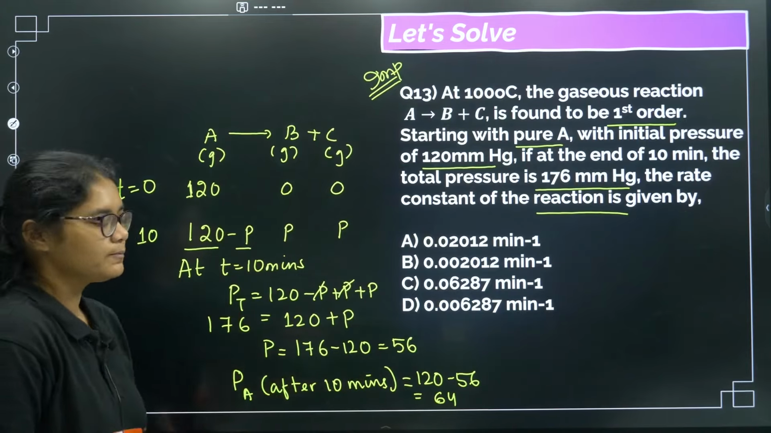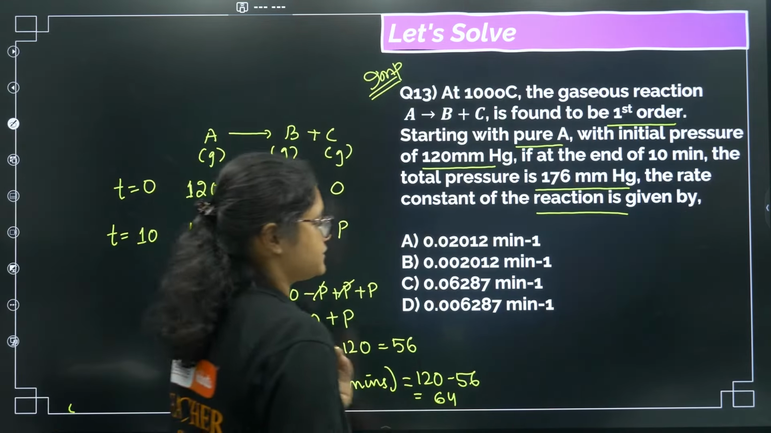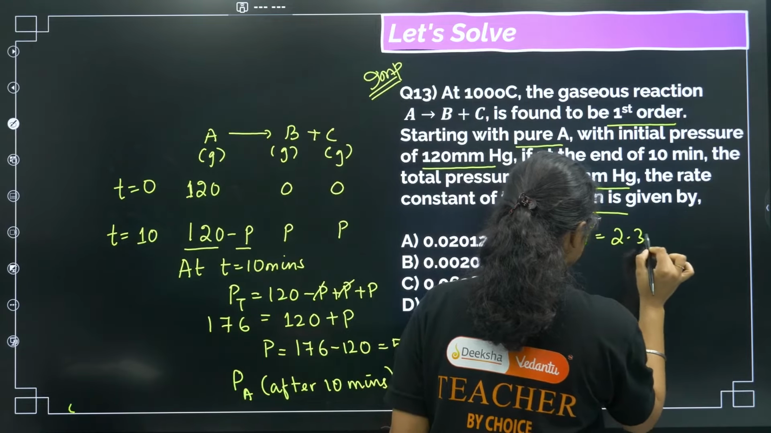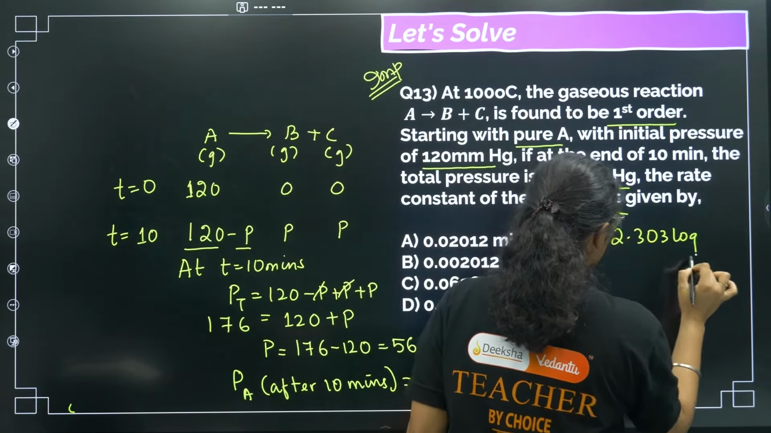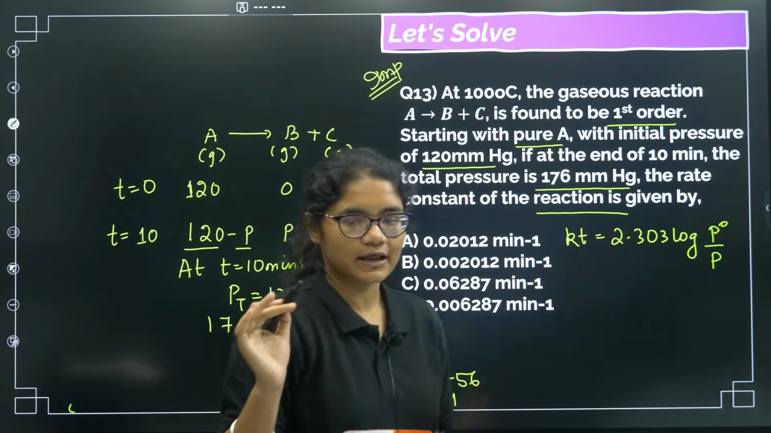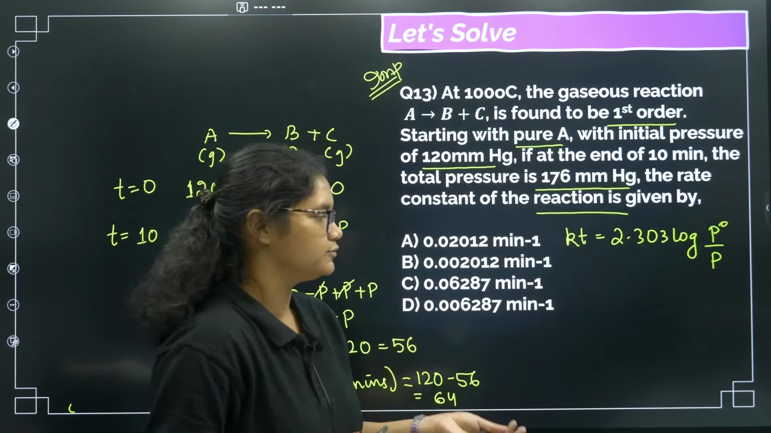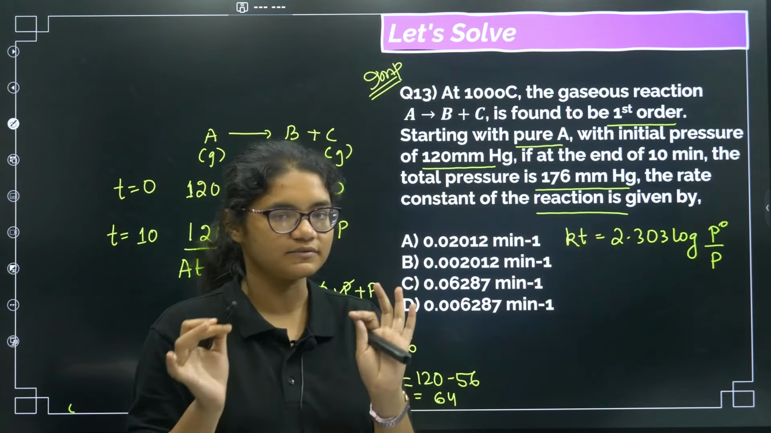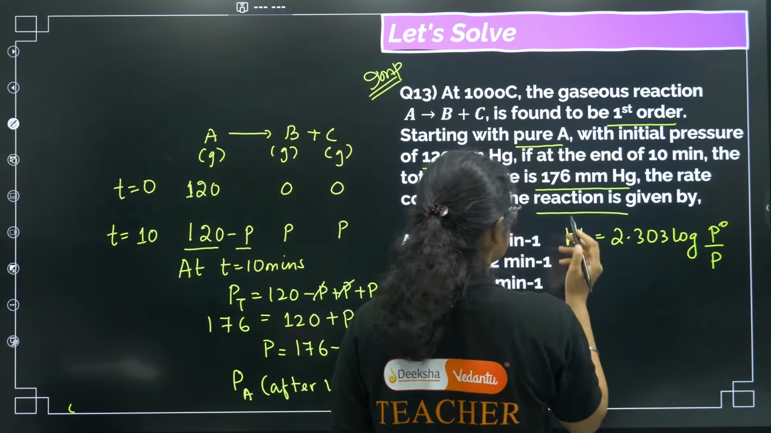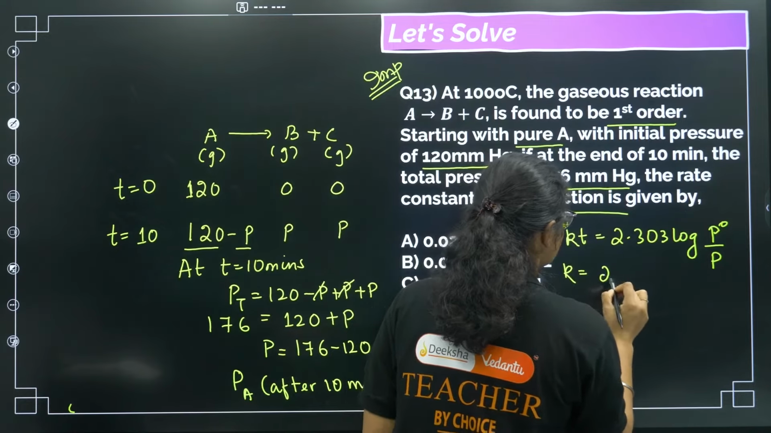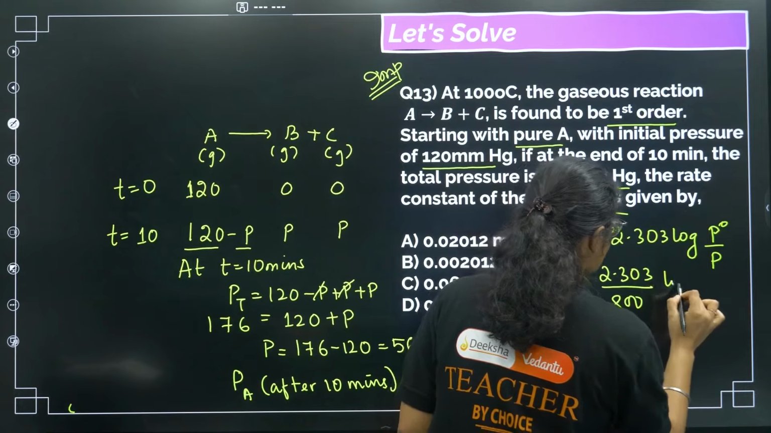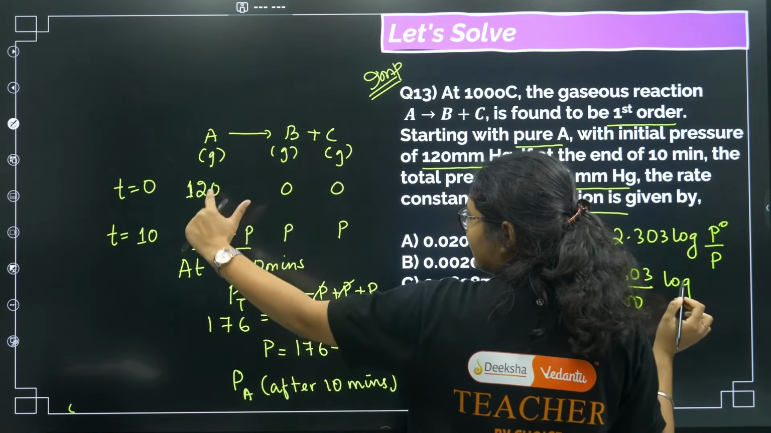We'll get 64. Now we'll use the first order equation. So what is our first order equation? KT is equal to 2.303 log of P naught by P. So concentration and pressure can be used also. We can represent concentration in terms of pressure also. So now we need to calculate what the question has asked, rate constant K. So 2.303, what is the time asked? 800 seconds, log of initial pressure of A is how much?